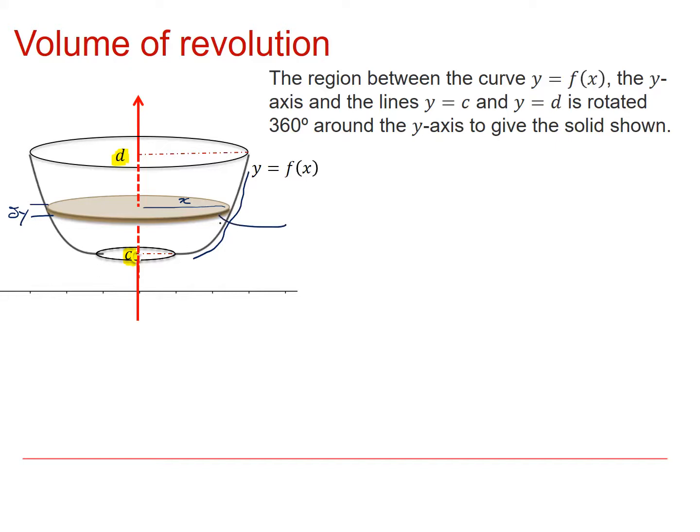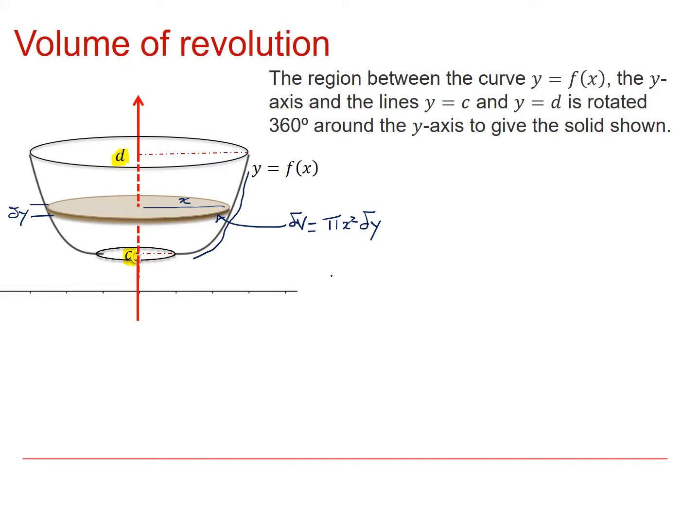So if we think about that disk, it has a volume, let's call that delta V, which is going to be pi x squared, the area of the circle, times the thickness, delta y.